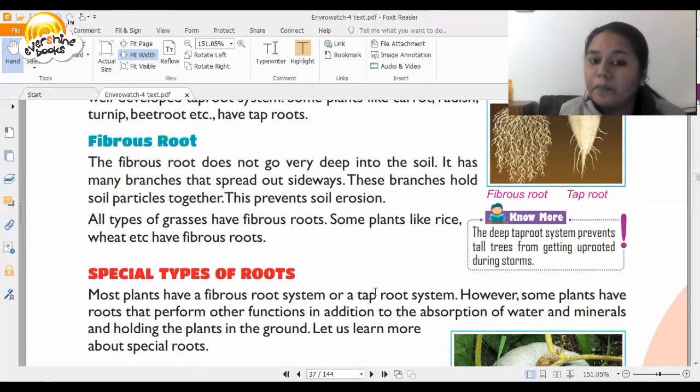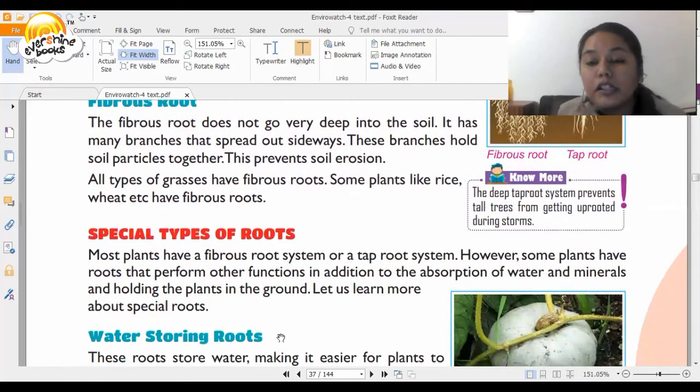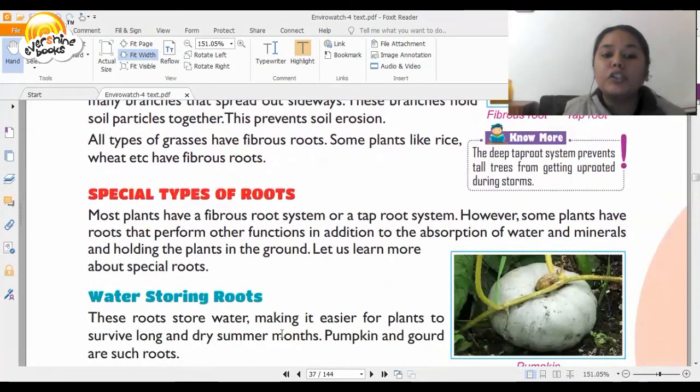However, there are some plants which have roots that perform other functions in addition to the absorption of water and minerals and holding the plants in the ground. So let us see what exactly these special roots are.